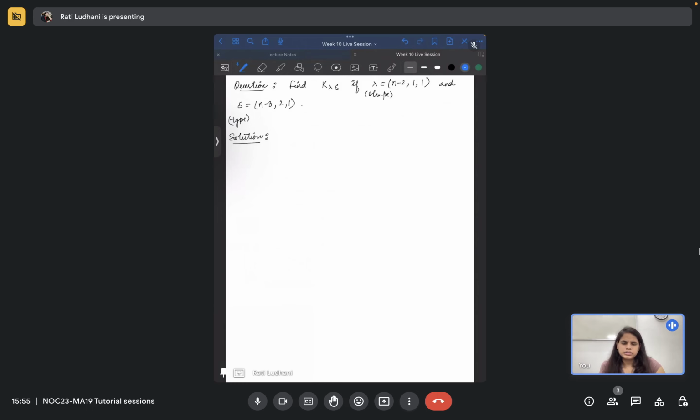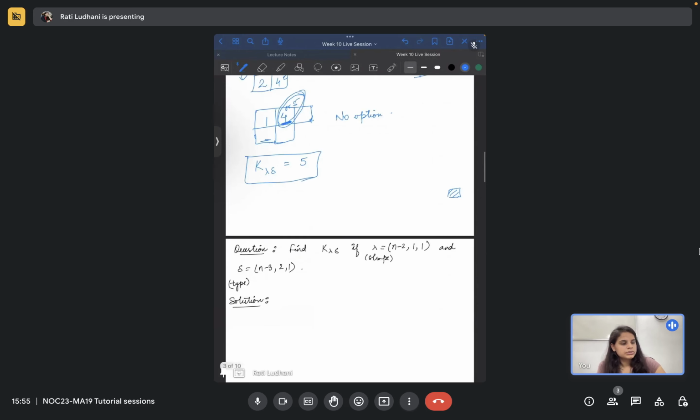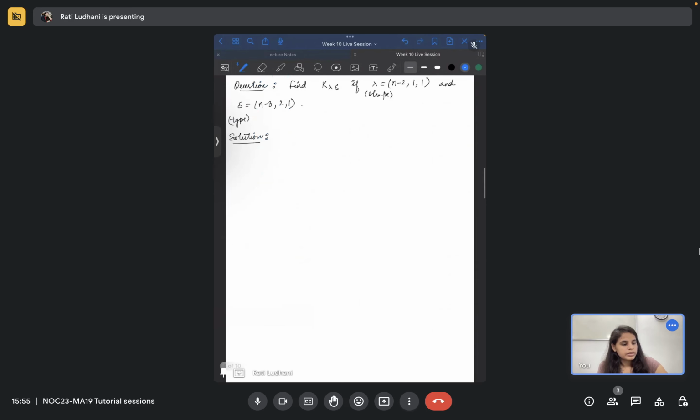Okay, and there is a relation which is given in the next lecture note, which is from week 11, but I'll use that in today's tutorial. So yeah, let's keep it moving. We'll come to that. So k lambda delta is what you need to find out.